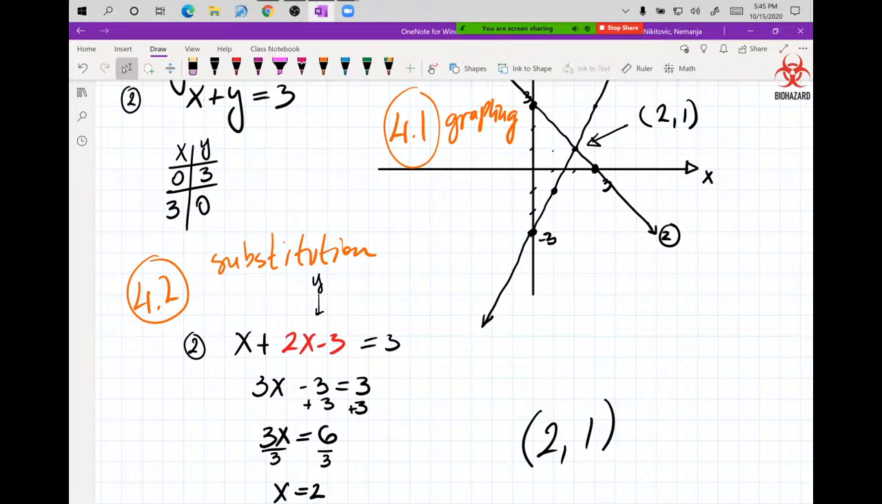However, we have a problem with graphing, especially when the numbers become large and the graphs become too stretched and you have to use scaling, and then the precision of your answer becomes an issue. So we don't use graphing too often. We use substitution method and then the other one called elimination method or addition method, which is 4.3, but that is in intermediate algebra, so we do not cover it in this class.